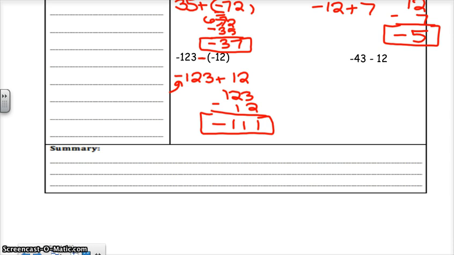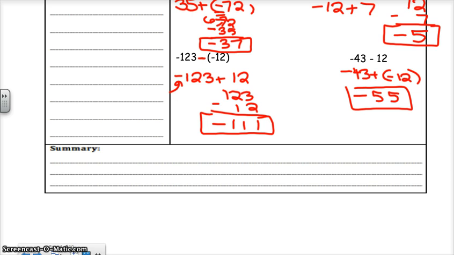Negative 43 minus 12. I turn that into negative 43 plus the opposite of positive 12, which is negative 12. They are the same sign, so according to my integer rules, I just add them up and keep the sign they were. So 43 plus 12 is 55, and they were both negative, so I keep it negative.